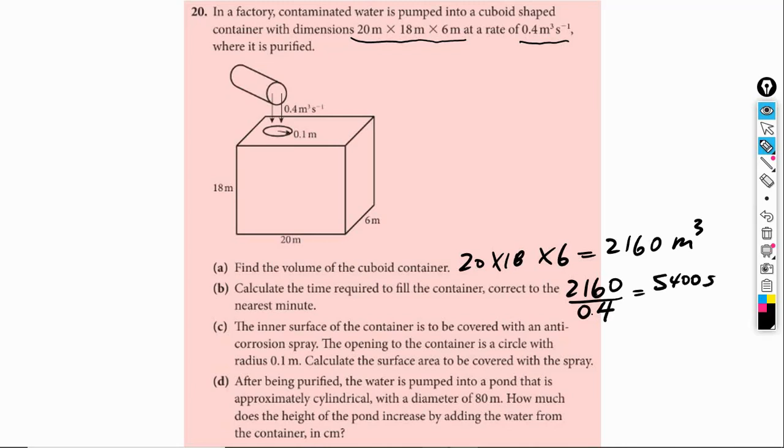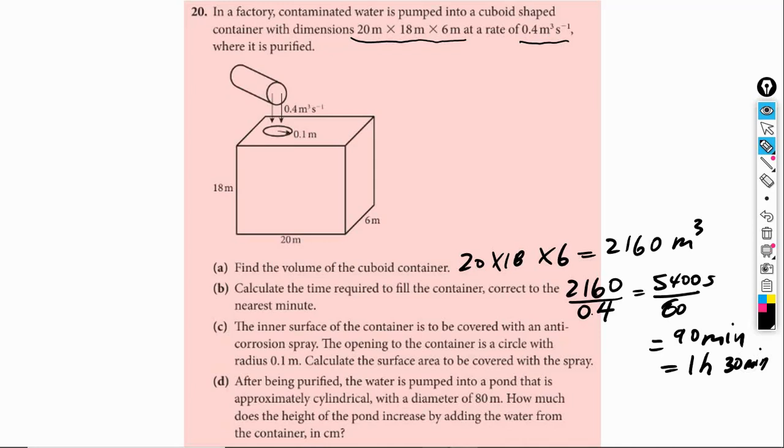But they want the answer accurate to the minute. Remember that there's 60 seconds in 1 minute, so let's divide this by 60. And if we divide this by 60, that equals 90 minutes, which is the same as 1 hour and 30 minutes. Now be careful with minutes because it's M-I-N, not M, which would be meters. Okay.